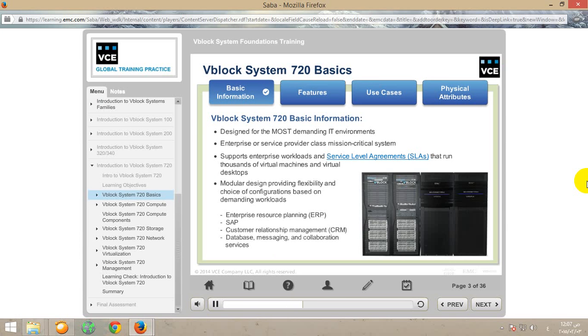Architecturally designed to be modular, providing flexibility and choice of configurations customizable to suit customers' demanding core data center services and workloads. These include business-critical enterprise resource planning or ERP installations, SAP solutions, customer relationship management CRM applications, demanding databases, messaging, collaboration services, and other mission-critical IT needs.